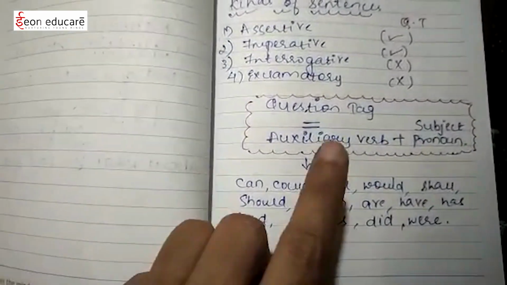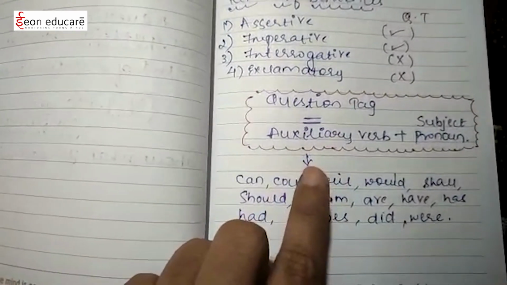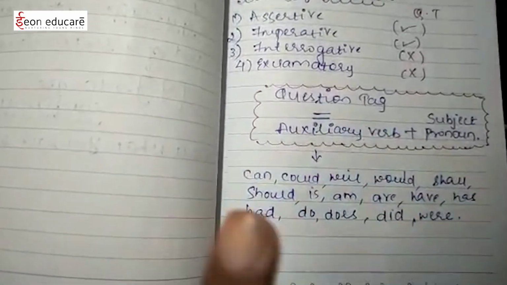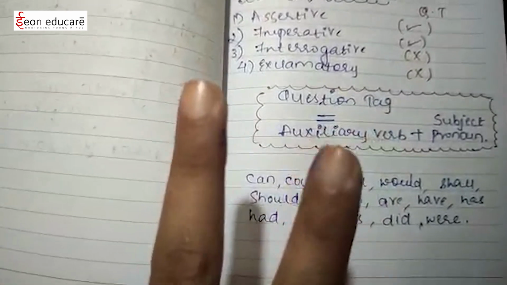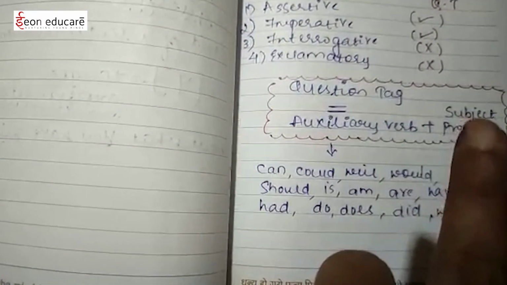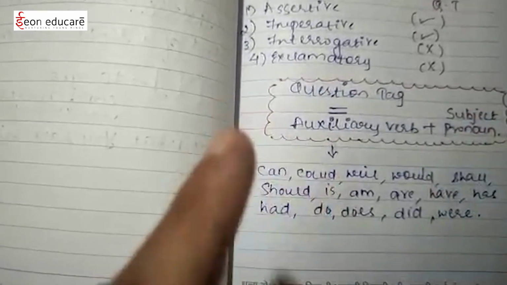So what is question tag? Question tag is equal to auxiliary verb plus subject pronoun. Question tag, students, consists of 2 things. First one, we need to have what? Auxiliary verb. And second one, we need to have what? Subject pronoun. Now what is auxiliary verb?